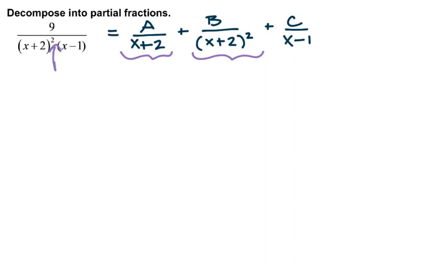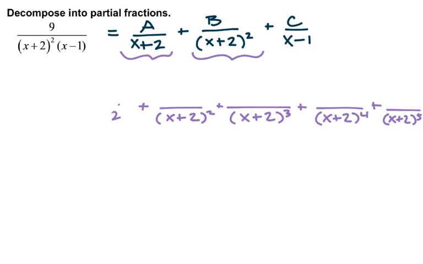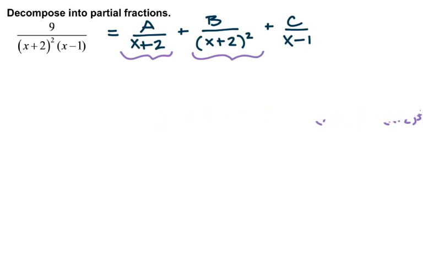So if this had been, say, to the 5th power up there, we would say x plus 2, x plus 2 squared, x plus 2 cubed, and we would go all the way up to x plus 2 to the 5th, right? So if that had been a 5, we would have 5 partial fractions written out. But of course, it's not, it's only a 2, so we don't need all of this, okay? That was just to explain to you why we did what we did.